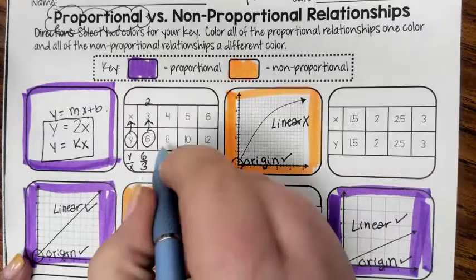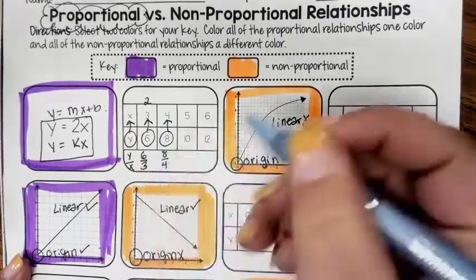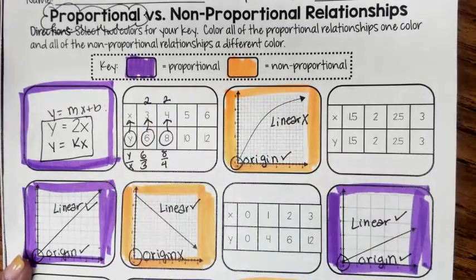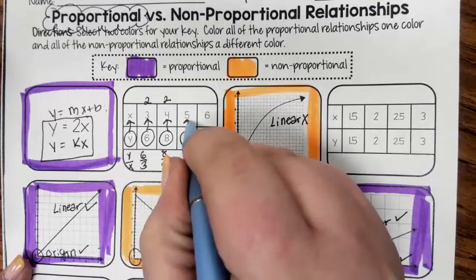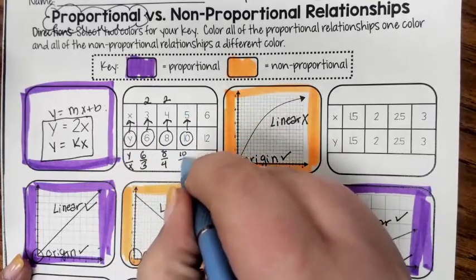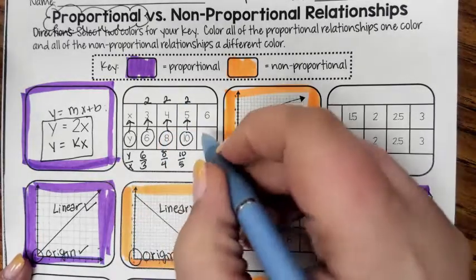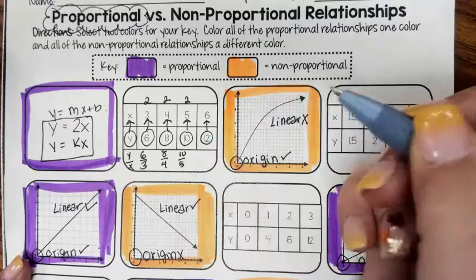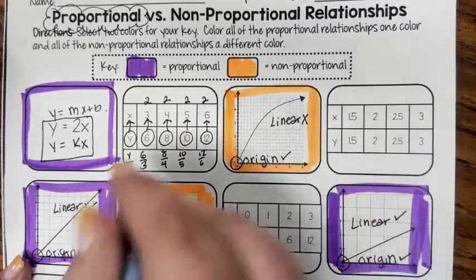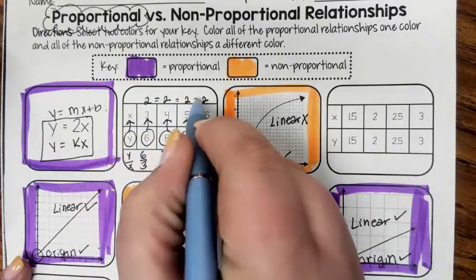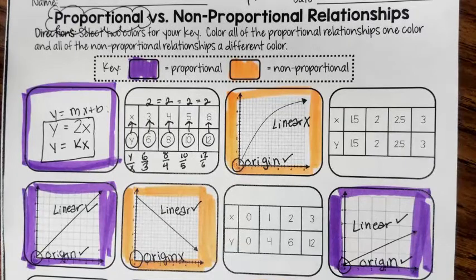The next y over x would be 8 over 4. And 8 over 4 is 2. The next y over x is 10 over 5, which is 2. And the last y over x is 12 over 6, and 12 over 6 is 2. These ratios are all the same, which means this is proportional.